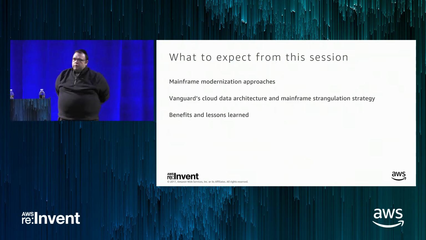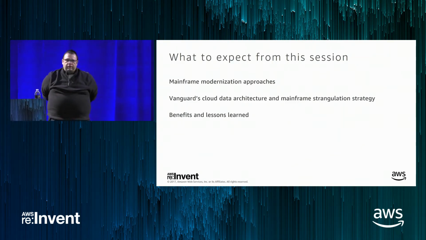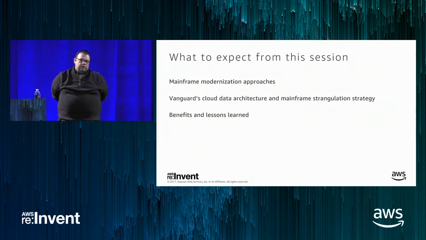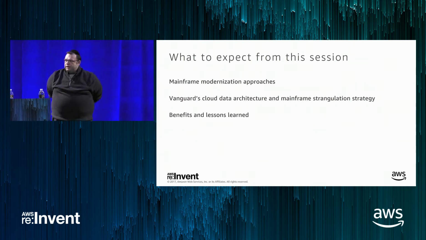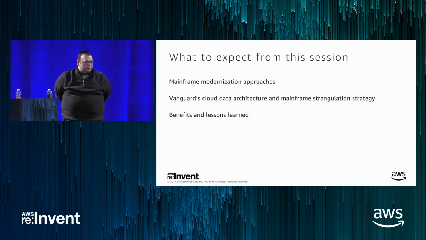Many of the customers that I work with have mainframe systems, and those mainframe systems have centralized data stores and monolithic applications. A lot of those customers want to move the mainframes to the cloud, so we're going to talk about some of the modernization approaches, how you could move mainframes to the cloud, and what some of the key considerations are. Then Barry's going to do a deep dive into Vanguard's cloud data architecture, and he's going to talk about the strangulation pattern that they're leveraging. And he's going to share a lot of the benefits and lessons learned, hopefully that you could take back to your organizations.